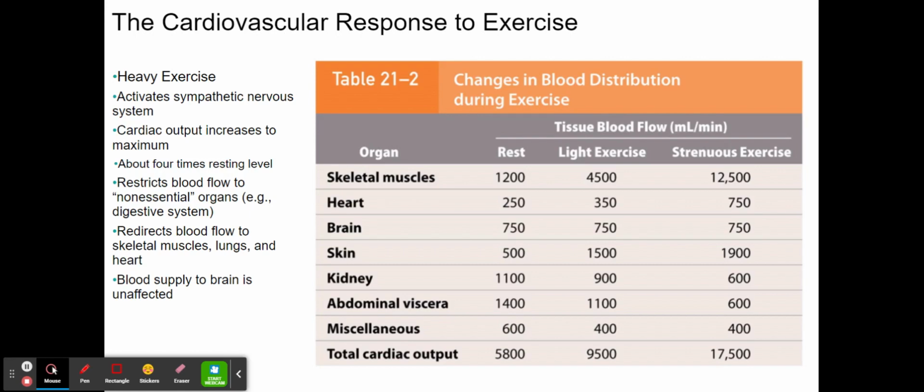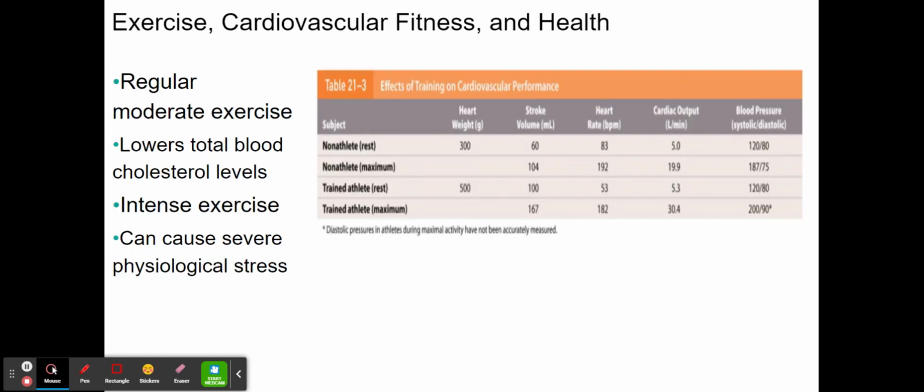Although blood flow to most tissues is diminished, skin perfusion increases further because body temperatures continue to climb. Only the blood supply to the brain remains unaffected. Cardiovascular performance improves significantly with training. Trained athletes have larger hearts and greater stroke volumes than do non-athletes, and these are important functional differences.